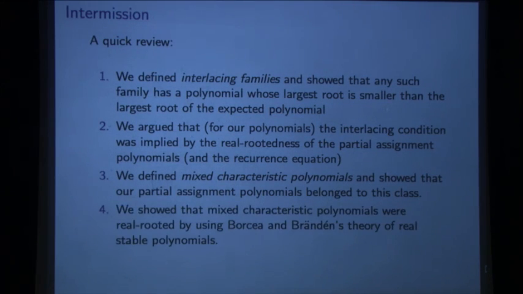And then we showed that this class of polynomials were real rooted by using Borcea and Brändén's theory of real stable polynomials. Yes? To show interlacing, you wanted to show that any convex combination of these polynomials has real stability. Correct. Which slide was that one?